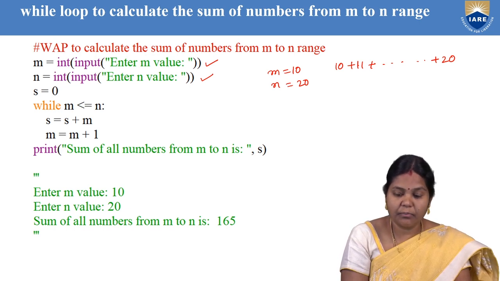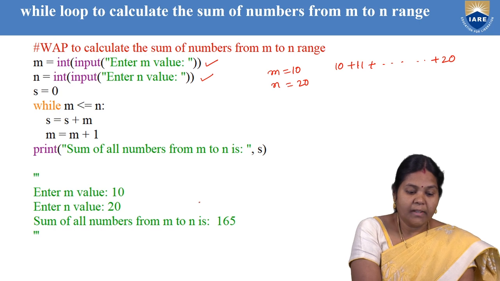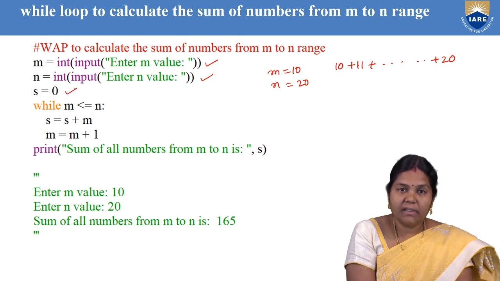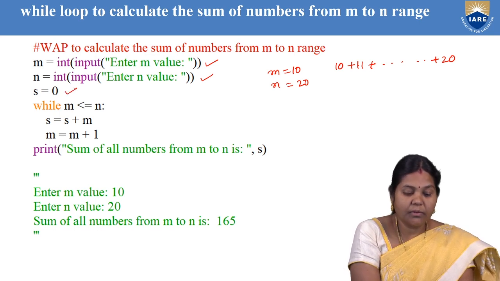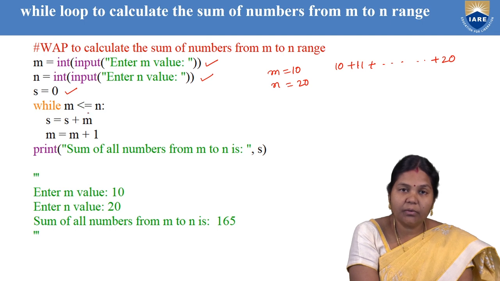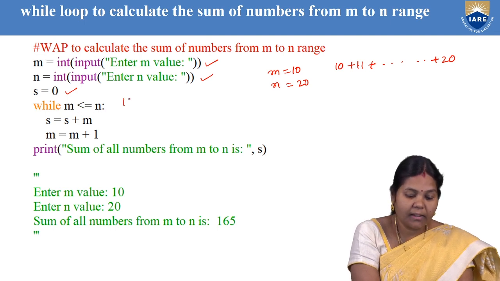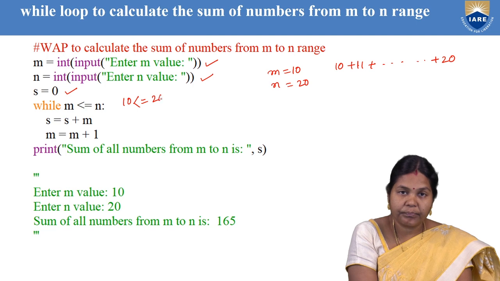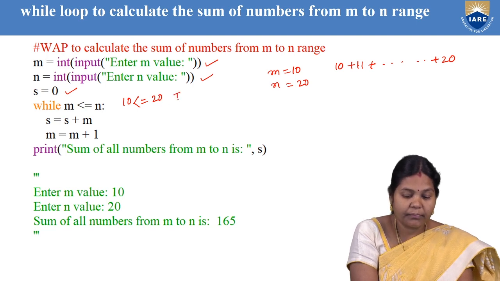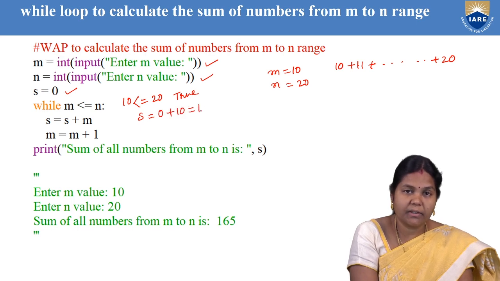So, what is the sum I want to find out? Here we have taken a sum variable. Initially, sum is equal to 0. Now, here we are writing while m is less than equal to n. What is the value of m? 10. Is it less than equal to 20? Yes. So, if the condition is true, then compute the sum. Sum is equal to original sum 0 plus m value, that is 10. So, sum is updated to 10 now.